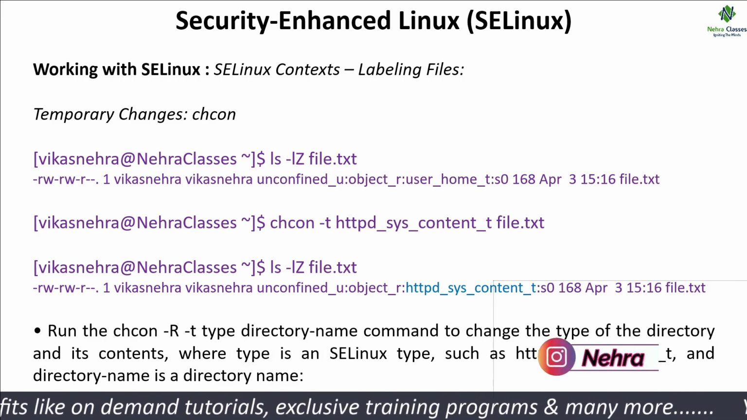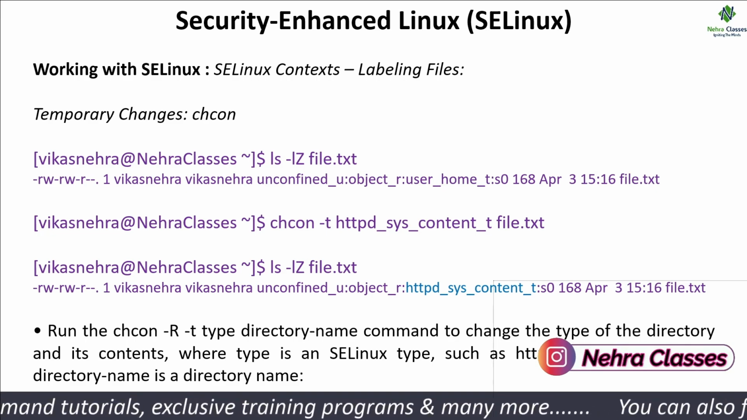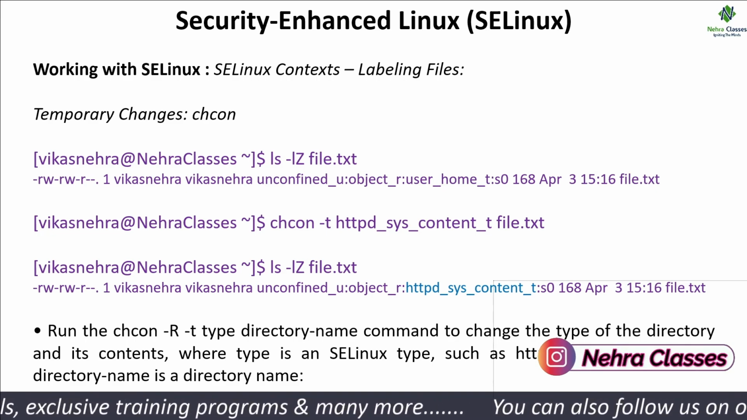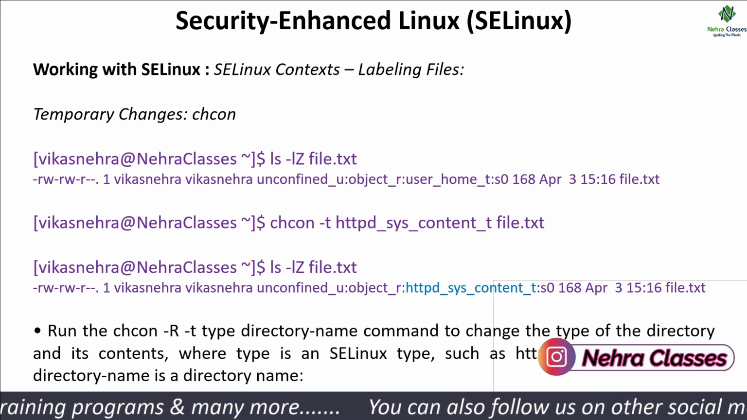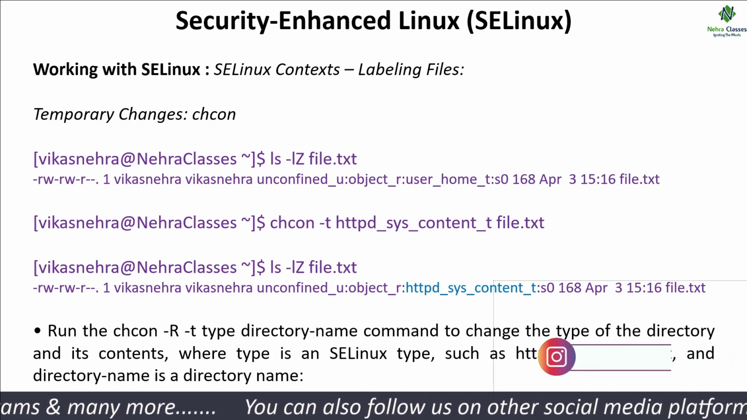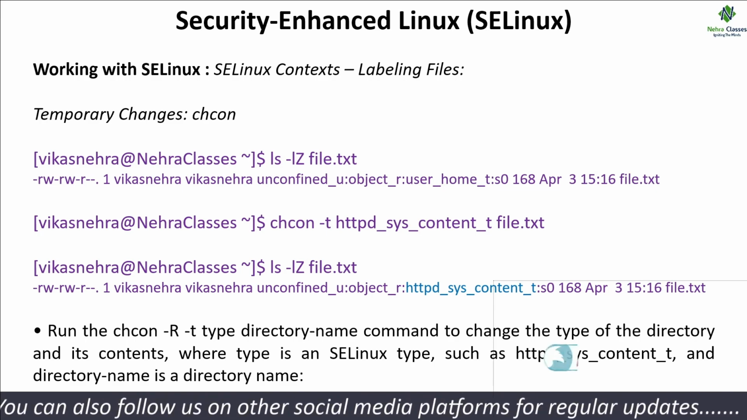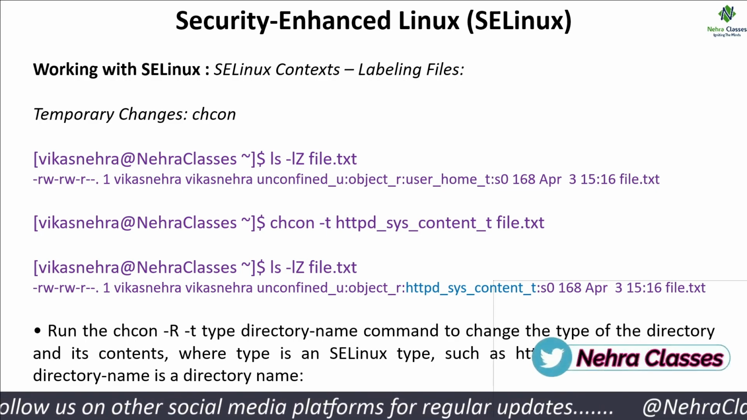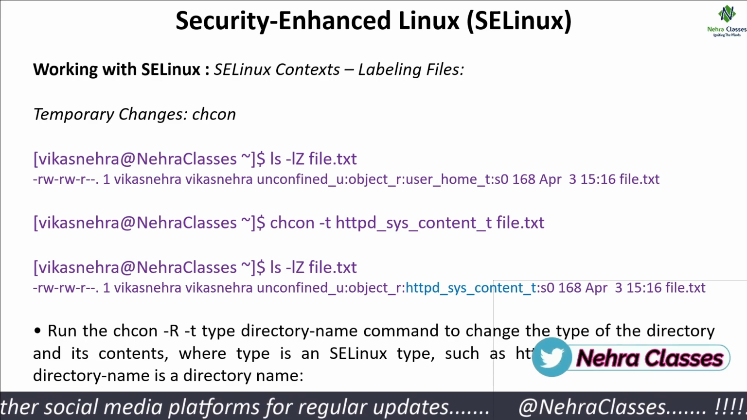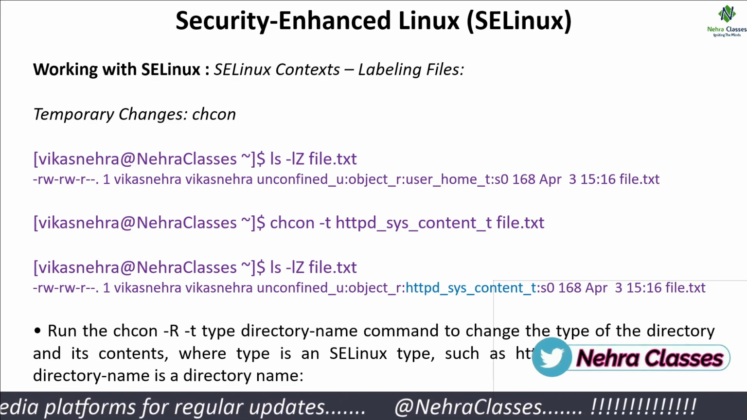Run the chcon -R -t type directory-name command to change the type of a directory and its contents recursively, where type is an SELinux type such as httpd_sys_content_t, and directory-name may be any directory name.